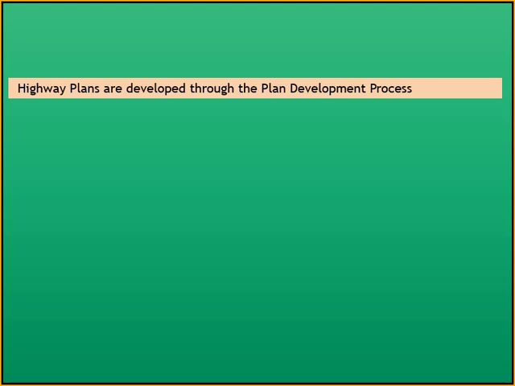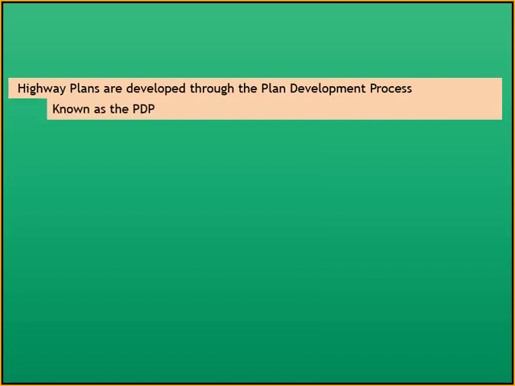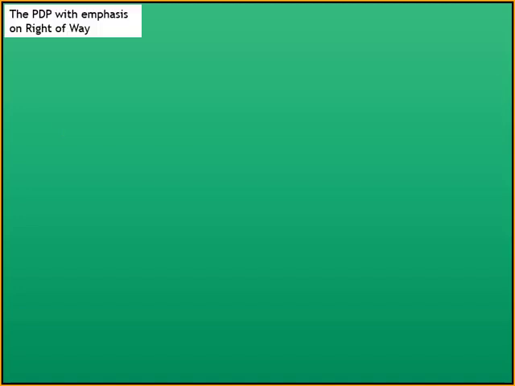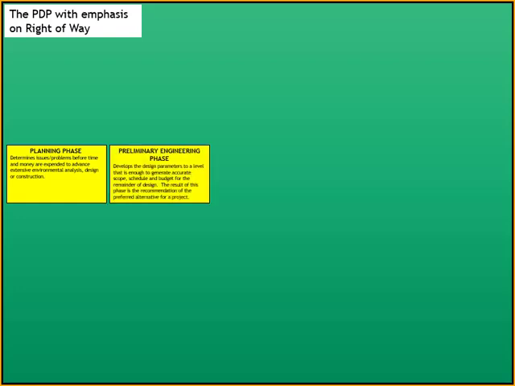Highway plans are developed through the plan development process at the Ohio Department of Transportation. It's known as the PDP. In the next slide, we're briefly going to illustrate the PDP process used at ODOT. The PDP starts with the planning phase. We determine issues and problems before time and money is expended to advance into the extensive environmental analysis and design or construction. That follows with the preliminary engineering phase, follows with the environmental engineering phase.